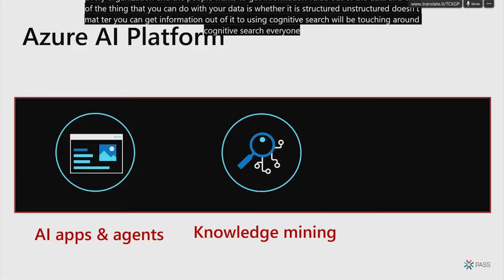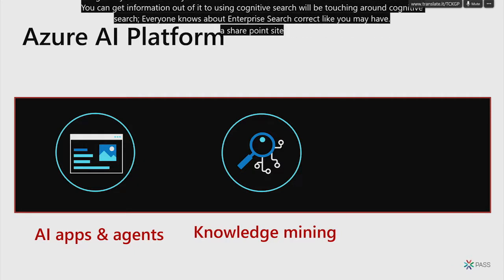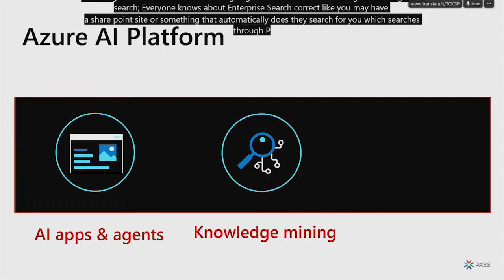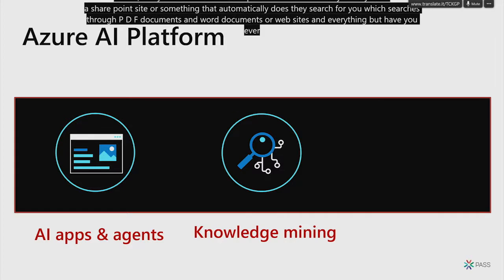Like you may have a SharePoint site or something that automatically does the search for you, which searches through PDF documents and Word documents or websites and everything. But have you ever considered searching on images, searching videos? And that's what cognitive search gives you, that capability.